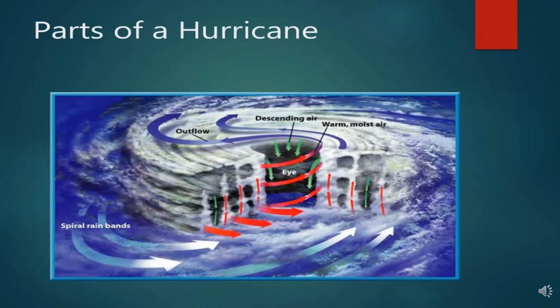For the Coriolis effect, the parts of the hurricane are here. That is the outflow of the air and the descending of the air in the curved path, warm air in the center, the eye of the hurricane, and the spiral rain bands around the hurricane.